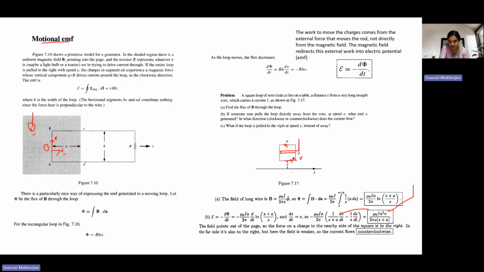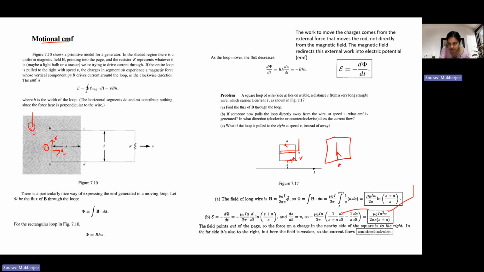So that tells you the net direction of current that is flowing. Oh, sorry, one thing I had said wrong. So you have a loop. Now here the velocity is in this direction. The magnetic field is pointing outward. So B is outward.